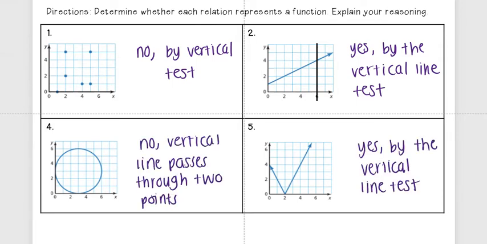Okay, so the answers you should have gotten were that the first one was going to be no. If I take my straight line here, I pass through more than 1 point. I see it goes through this point right here and this point down here. This next one, it is a function, and that's because no matter where I put my straight line, it's only going to go through 1 point.